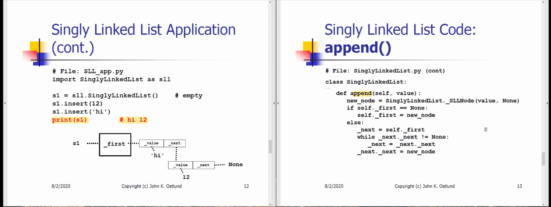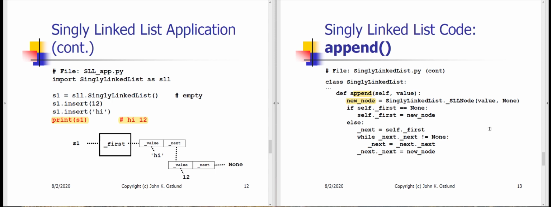Okay, so we know that we're going to need a new node to append at the appropriate place. The first thing we're doing here is setting up this new node variable to refer to this newly created underscore SLL node with the value that's been passed in as the second parameter to the append method, and None to indicate that there will not be any more list after this value that we're appending. Okay? So we've got our node, and we have this variable new node referring to that node.